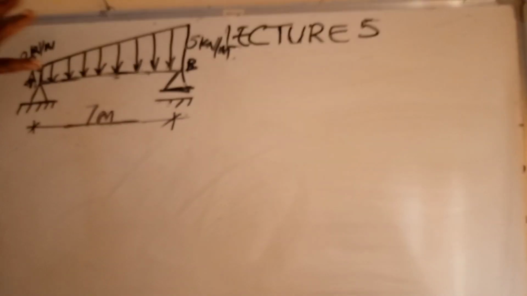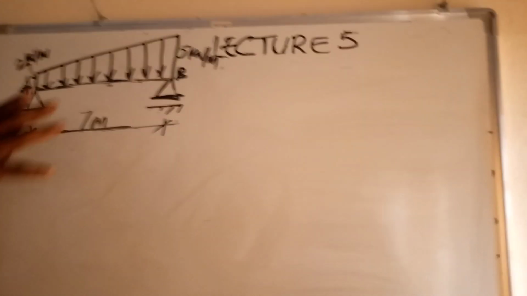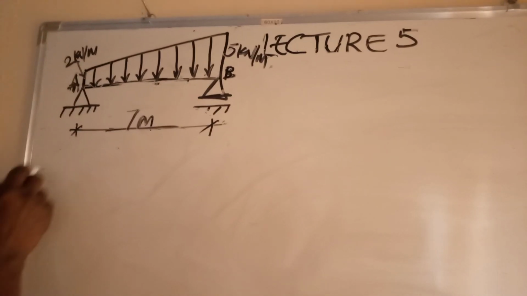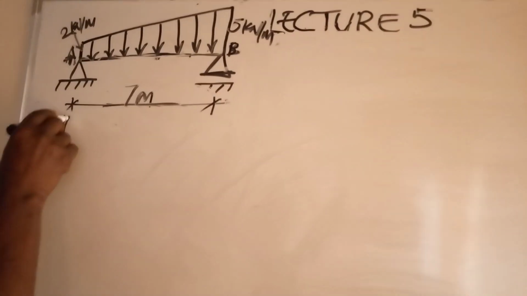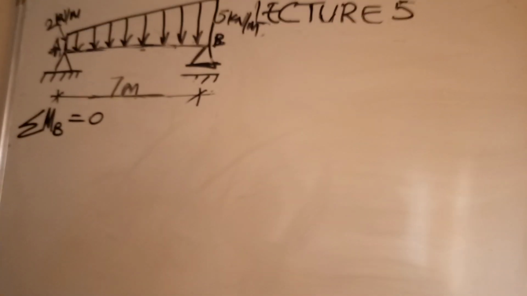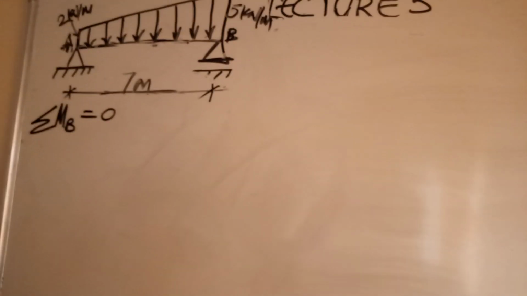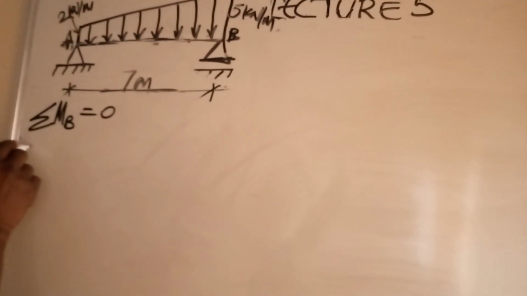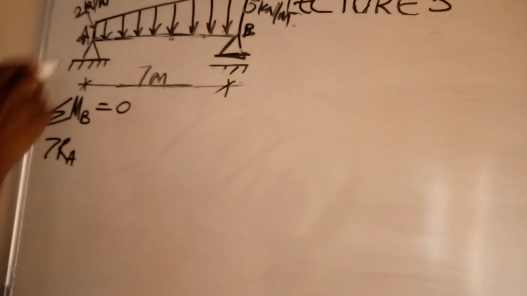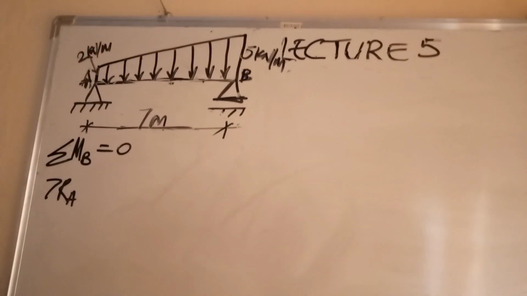In such a beam and in such type of loading, the total load is the area of the shape, in this case the area of the trapezium. So to get the reaction, I want to get reaction A. So I take moment about point B. It is equal to 0 because this is the support. So I have 7 RA.